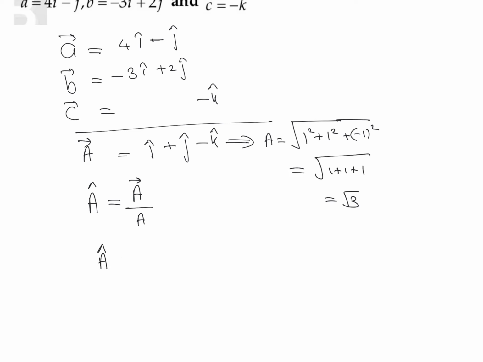So you can write the value of this a cap as i cap plus j cap minus k cap divided by root 3. So this will be the unit vector along the direction of the sum of these vectors.